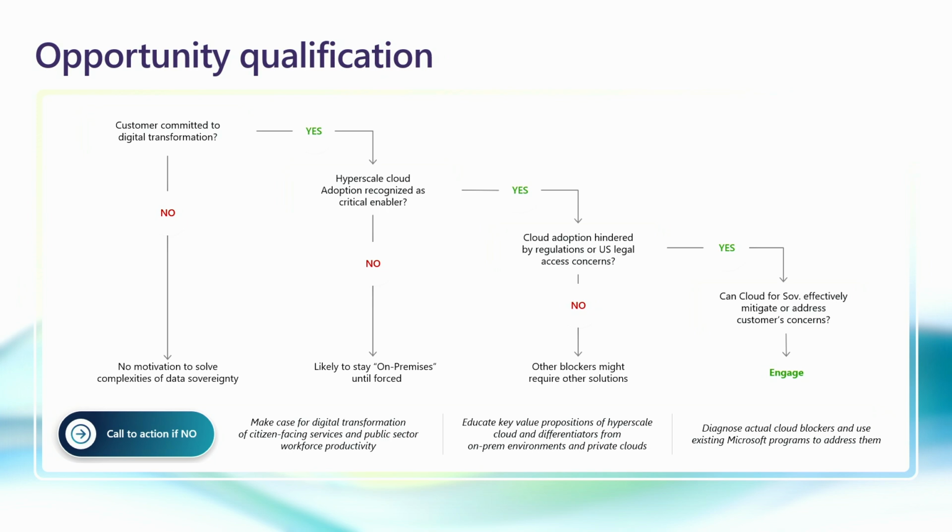When all of these are true, this is basically the best opportunity for you to engage with the customer. So again, they're committed to go to the hyperscale cloud because they probably want AI. They are hindered or blocked by regulations. It's either a perception or they find it too complicated to be compliant in the hyperscale cloud. And third is going through the Cloud for Sovereignty features. Does it actually help them out? These typically are the customers that are the best opportunity.